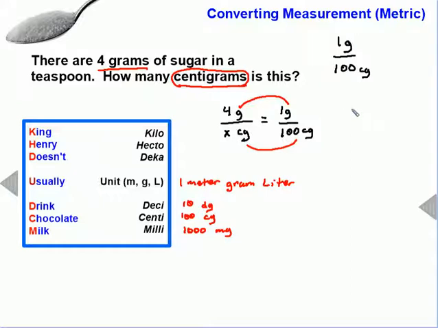X times 1 is simply x, or 1x, and we'll do that there to show you. 4 times 100 is 400. X is equal to 400. So the number of centigrams is 400. And that is how many centigrams there are in 4 grams of sugar. So there are 400 centigrams.